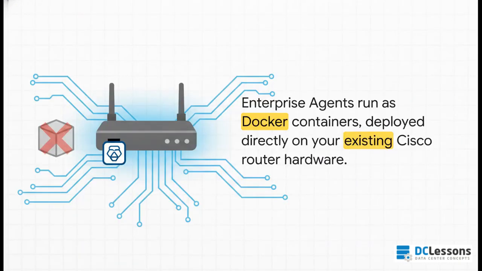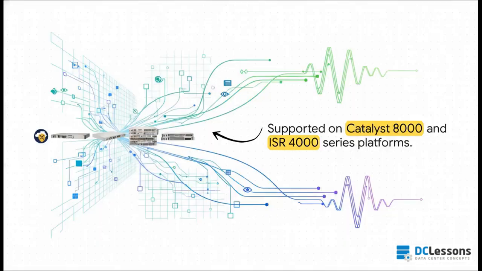And here's the real kicker, the best part. These agents aren't separate physical boxes you have to rack and stack. They're actually designed to run as Docker containers. And what that means is you can deploy them directly on the Cisco router hardware that you already have running at all your branch and campus sites. It's brilliant. And this isn't some niche feature. This native integration is supported on some of the most common, widely deployed enterprise platforms out there. We're talking about things like the Cisco Catalyst 8000 series and the ISR 4000 series routers.